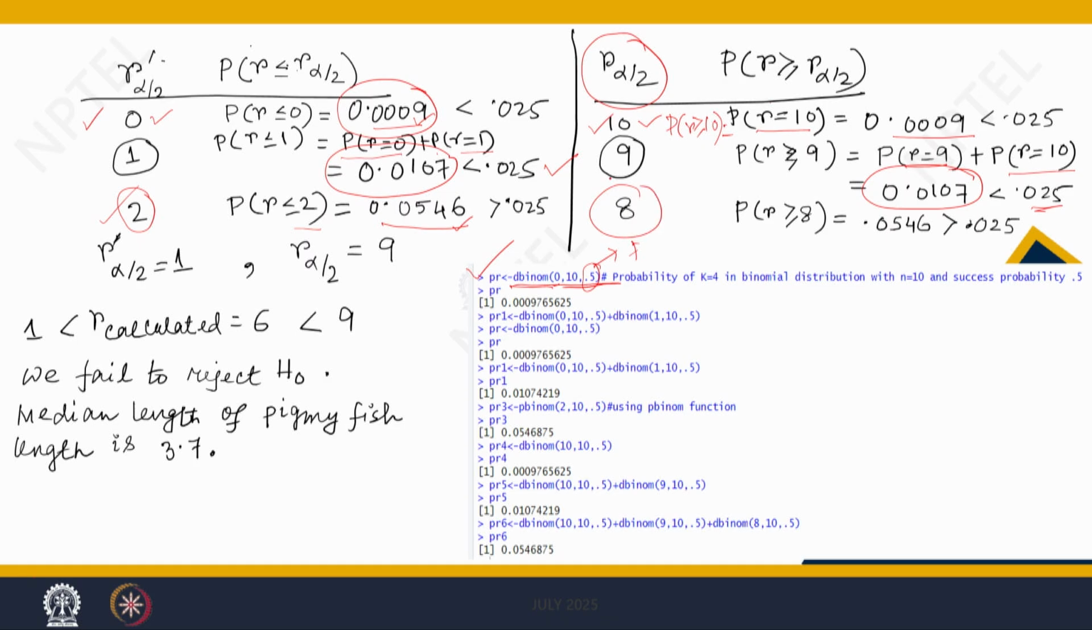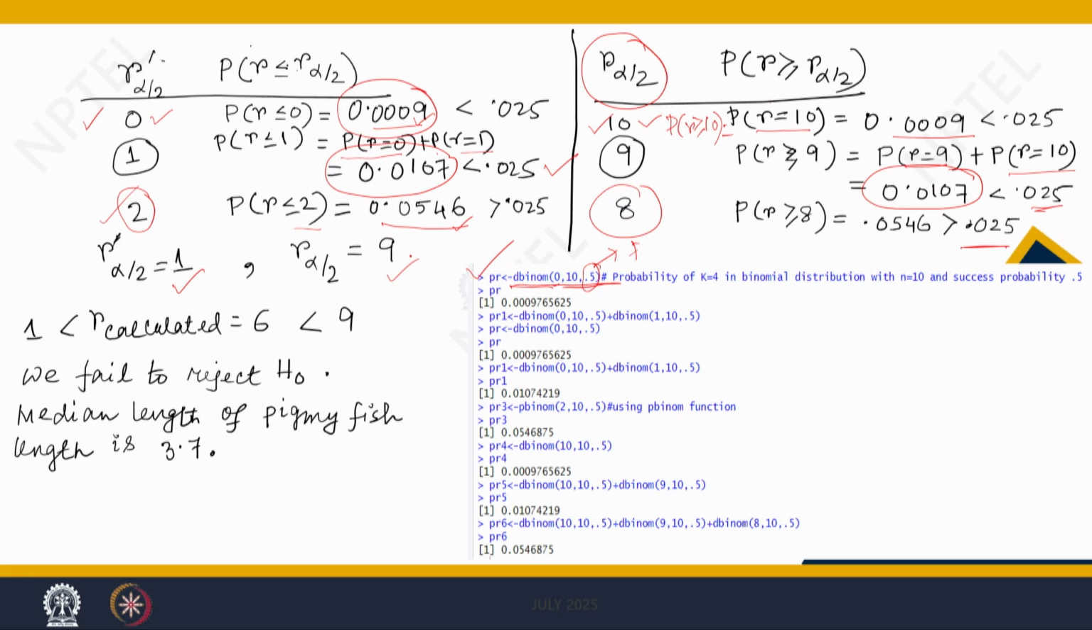Now if we include 8, it again exceeds the cumulative probability over our fixed alpha by 2 level, which is 0.025. So we cannot include 8 here. So what are the critical points? Finally you can see from the left hand side the critical point is 1, and from the right hand side the critical point is 9.